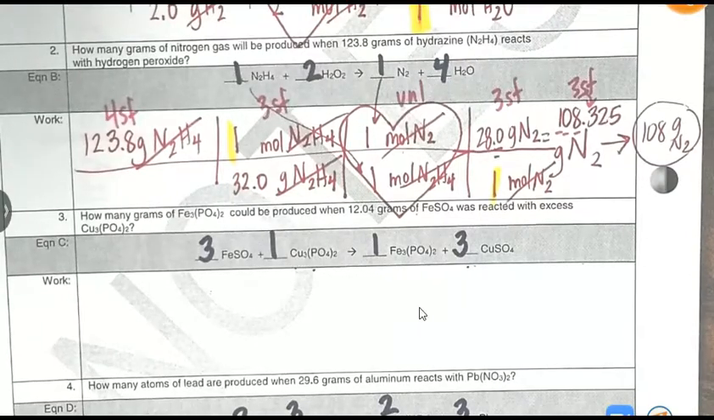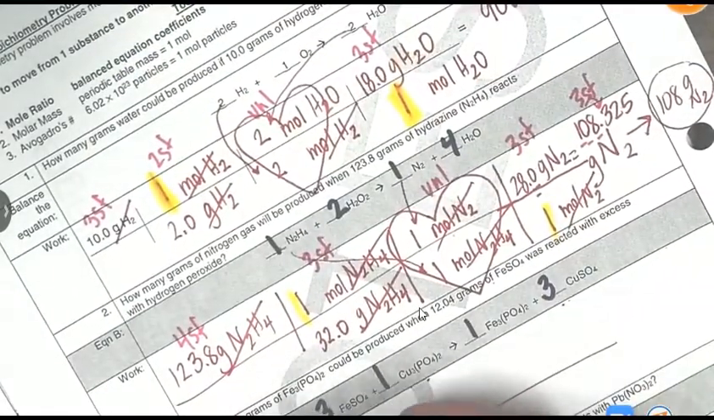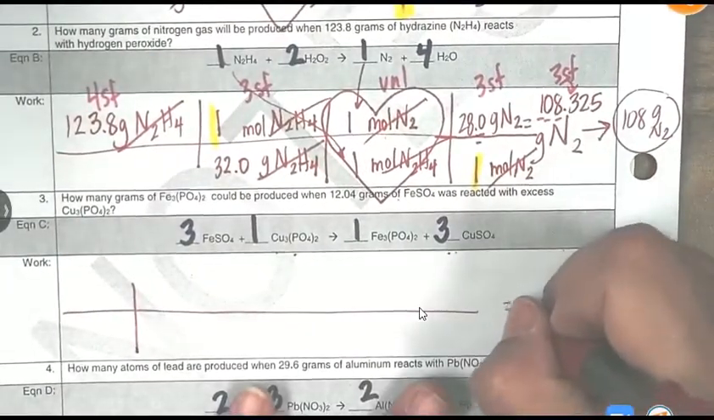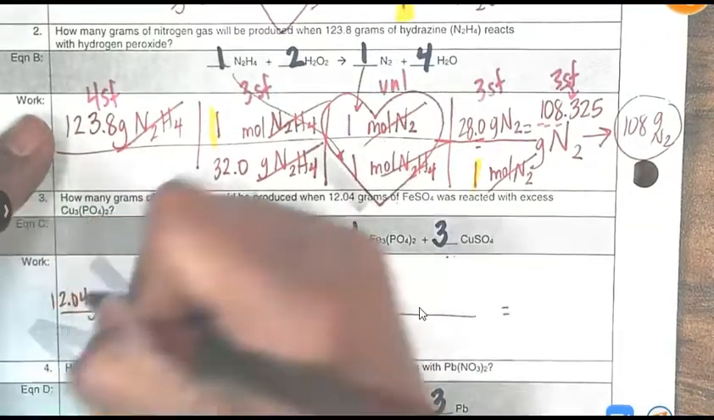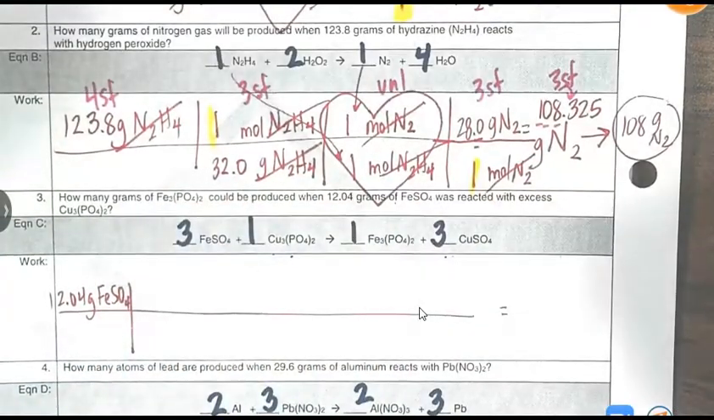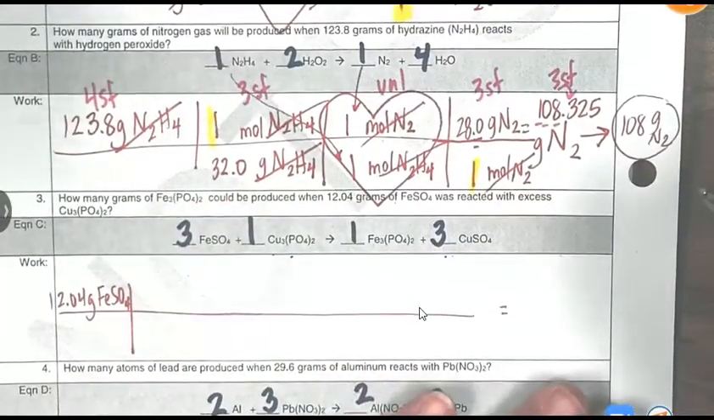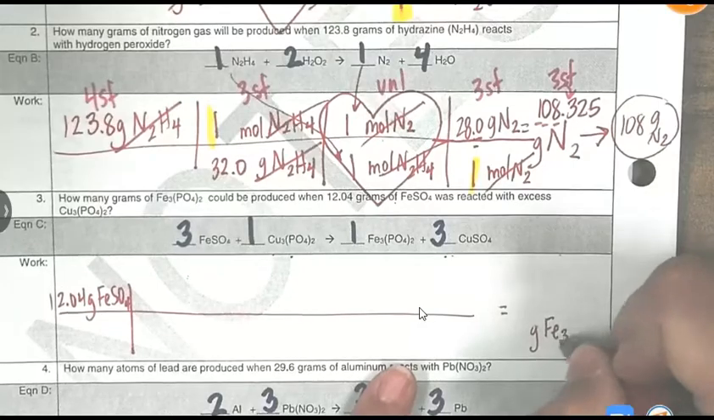Number 3. How many grams of Fe3PO4 could be produced when 12.04 grams of FeSO4 was reacted with the other reactant? So I'm going to set up my workspace and write what I'm trying to find after I write my given. So it's 12.04 grams of FeSO4. And I'm trying to find how many grams of Fe3PO4.